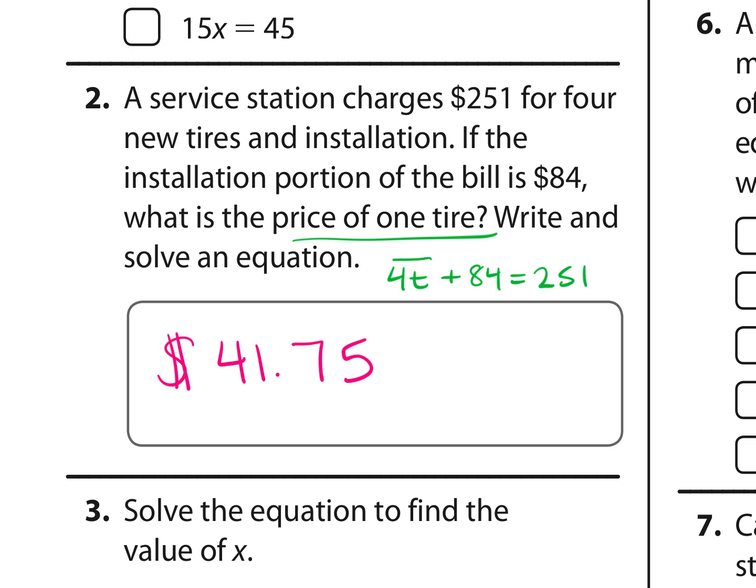So we can solve this for T, the price of 1 tire, by subtracting the installation cost from both sides. And we get that 4 tires is equal to $167. Divide both sides by 4, and 1 tire is $41.75.